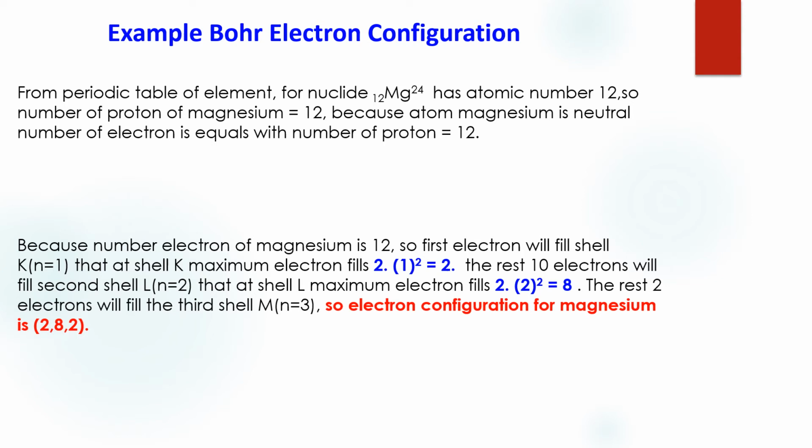The model for the magnesium atom can be seen in the right figure. Here we can see that at shell K there are 2 electrons, at the second shell, shell L, there are 8 electrons, and at the third shell, shell M, there are 2 electrons.